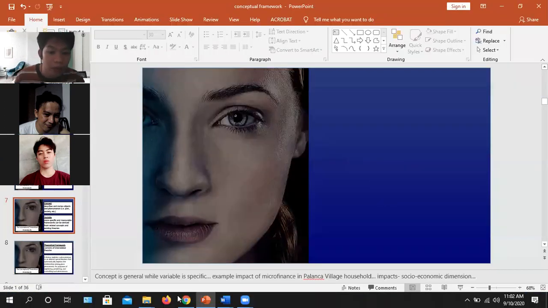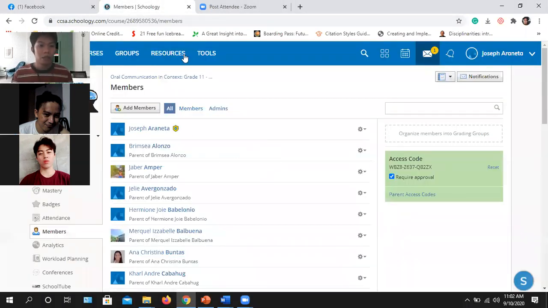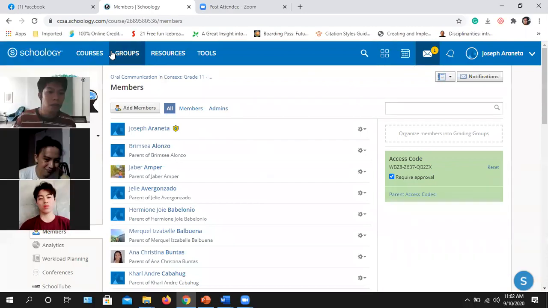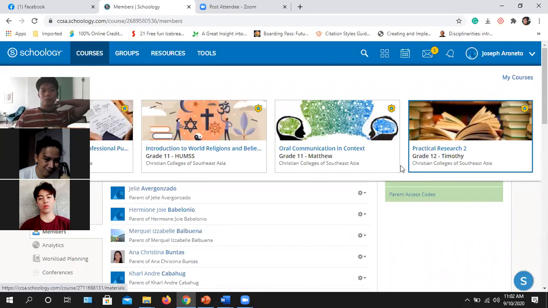I'll show you examples of the previous research studies. So, which means that when you say concept, it is general, while the variable is specific.